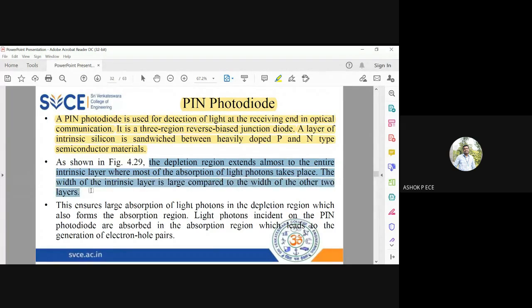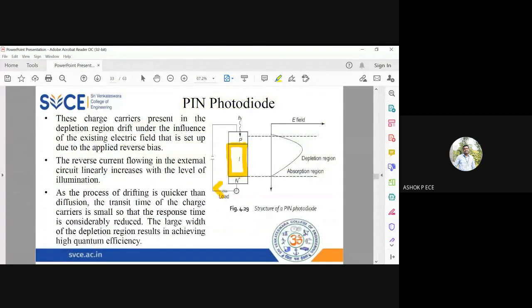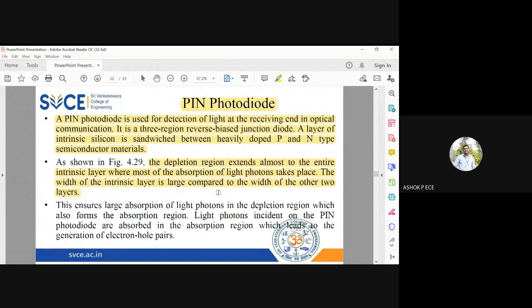You can see, when you compare P and N, the intrinsic region is very, very large because it has to accommodate the depletion region which is formed in reverse bias. So since the intrinsic region is large, it allows the large absorption of light.